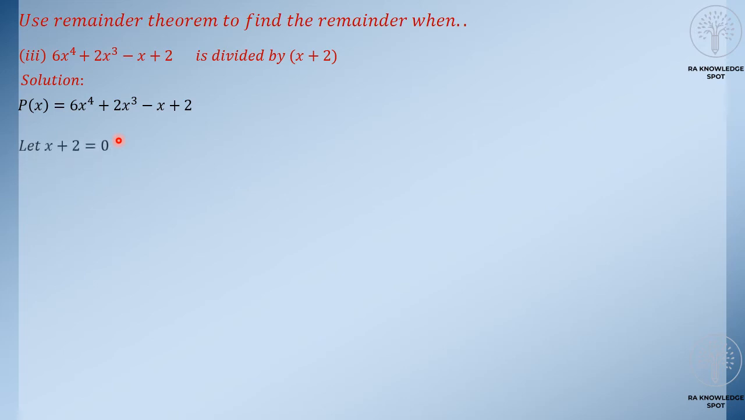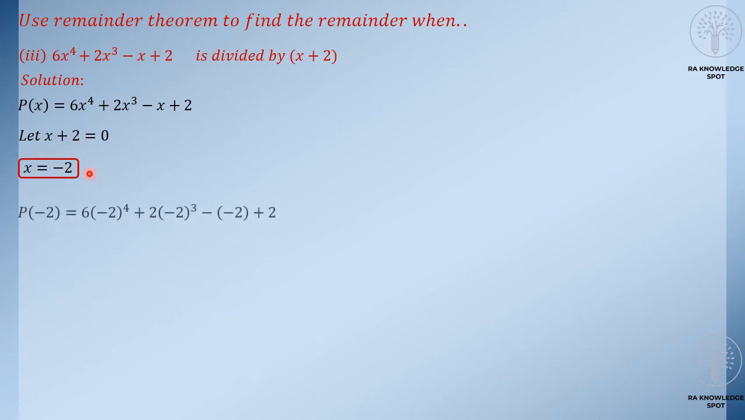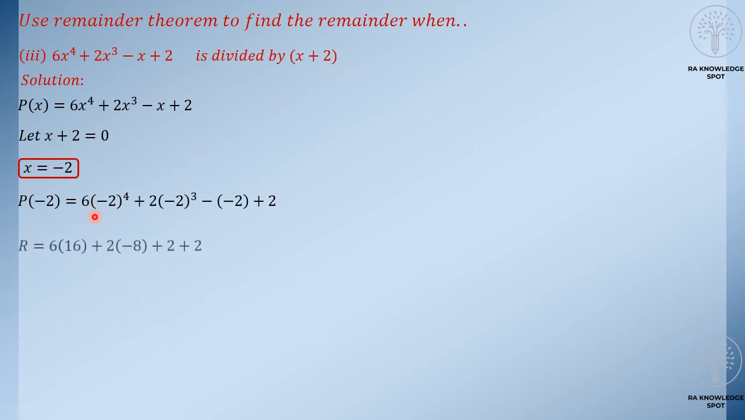Then again, let x plus 2, this is the divisor, is equal to 0. Then minus 2, when you are going to shift this number to the other side, you just have to replace all the x. You have to replace x and put minus 2. Then, because this is minus 2 power 4, 6 is as it is. You're going to multiply 2 four times, like 2 twos are 4, 4 twos are 8, 8 twos are 16.